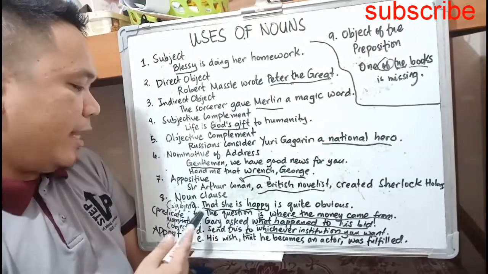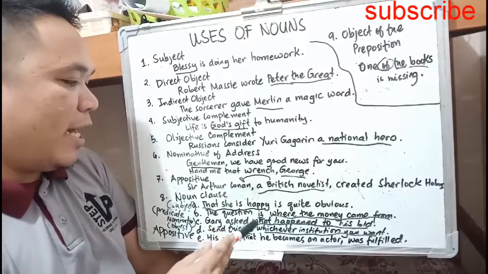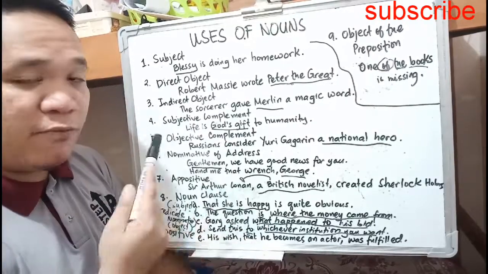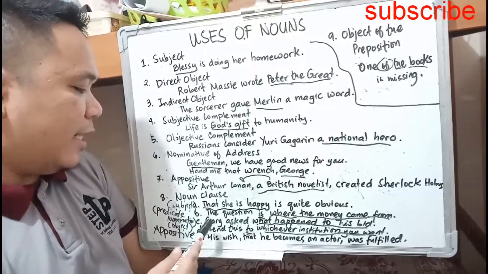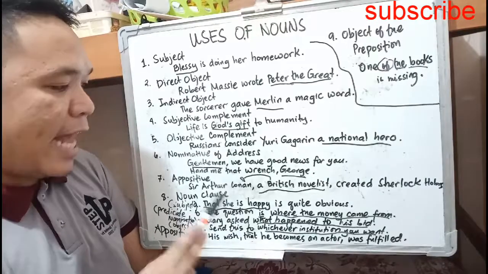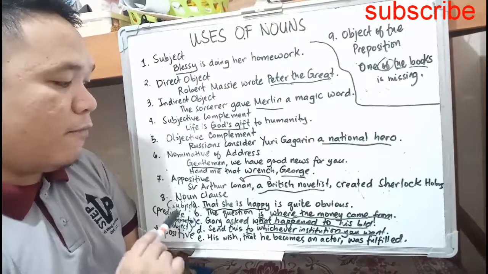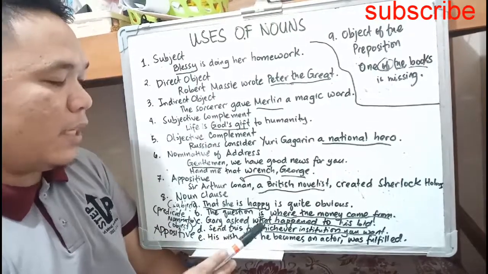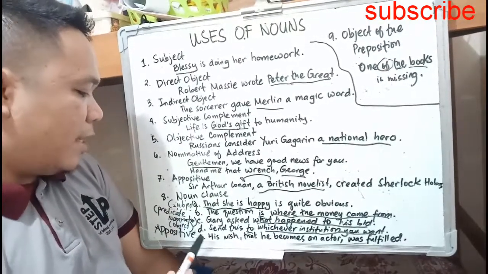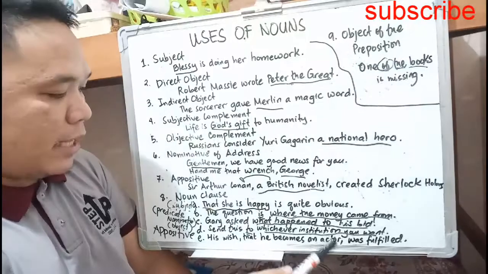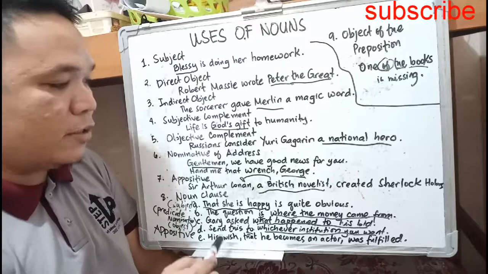Okay. Next, we have: the question is where the money came from. So where the money came from is a noun clause functioning as a predicate nominative. Next, we have: Gary asked what happened to his bid. So Gary asked what. The entire clause, what happened to his bid, functions as an object. His wish that he becomes an actor is an appositive, referring back to his wish.